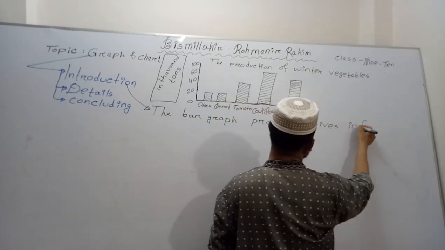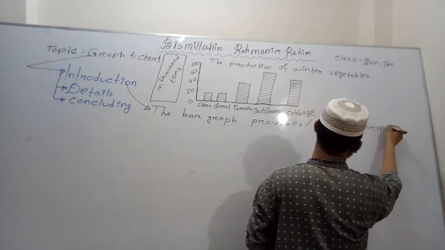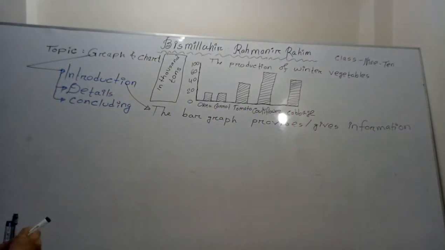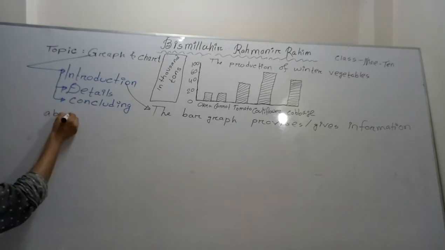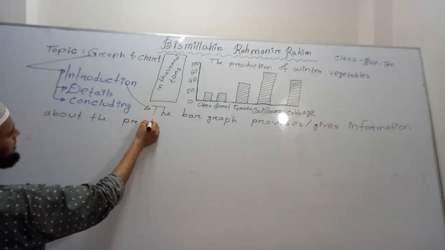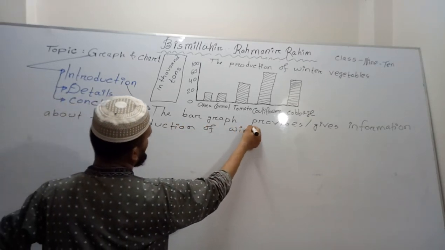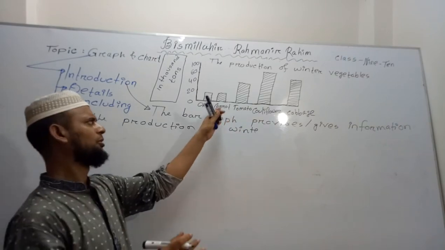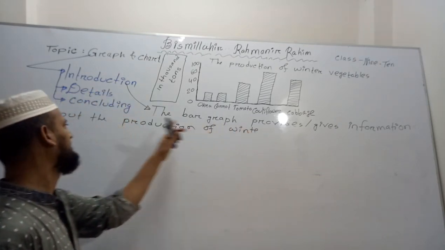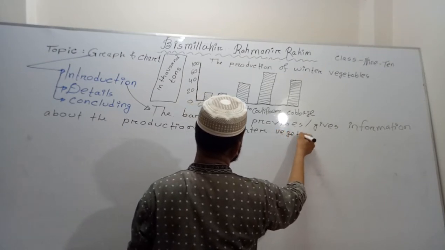The bar graph provides information about the production of winter vegetables. At this step, students, we are only getting the information from the question. The paragraph provides or gives information about the production of winter vegetables.